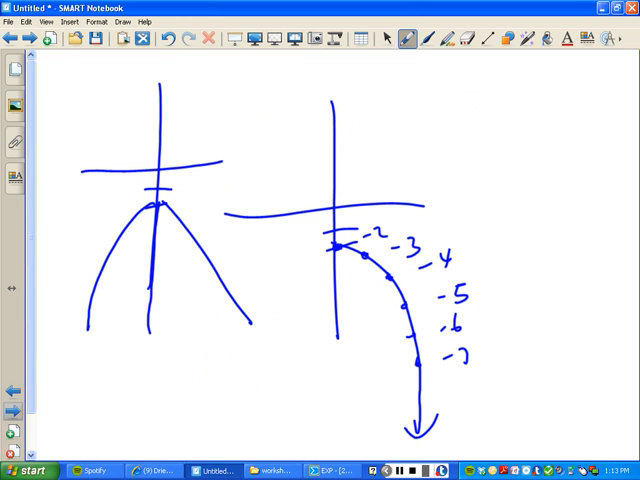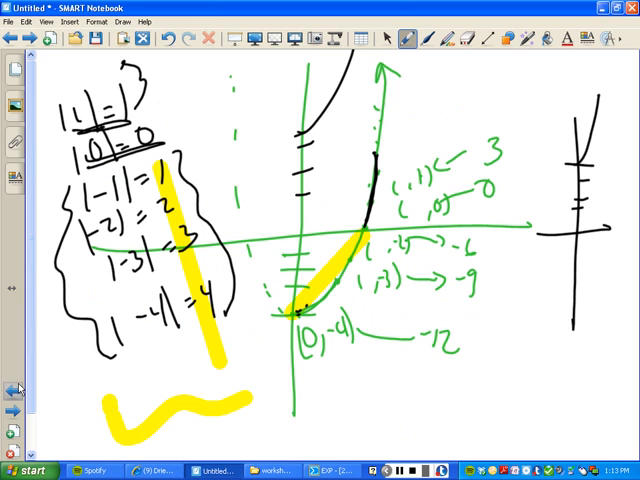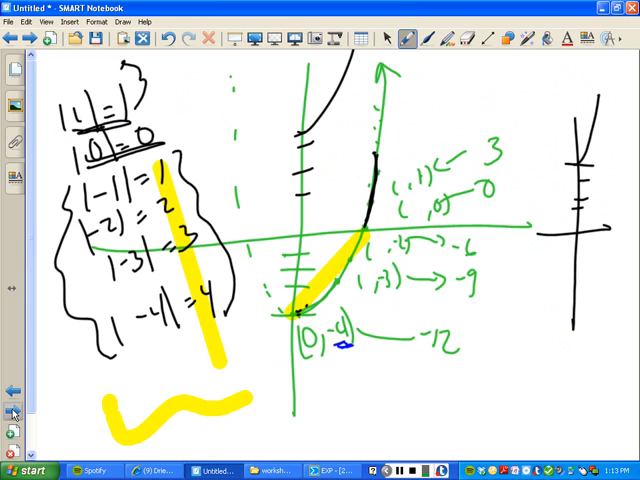The range is the y values. Yeah, but the 4 in the one we just did was in the x place. It was negative 4 to infinity, and now this one's negative infinity to negative 2. But this is interval notation. This is not x, y. This is just a starting point and an ending point for the y. It starts at negative 4 and it ends at infinity.